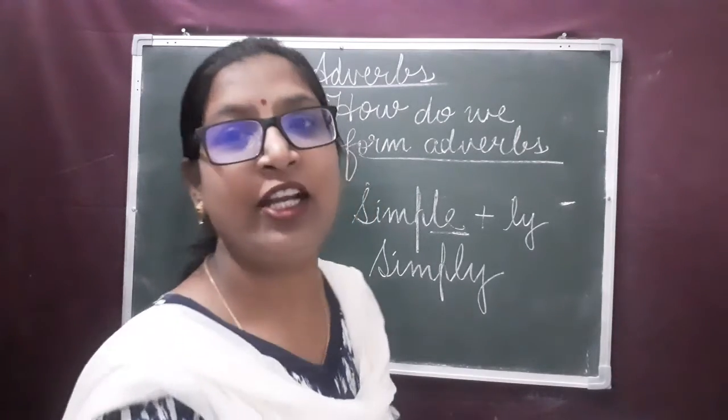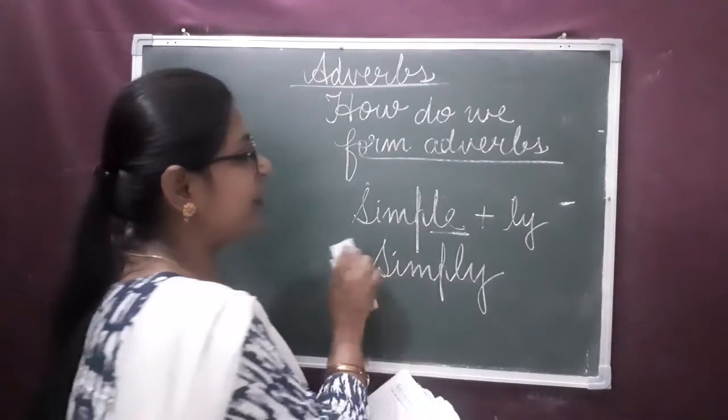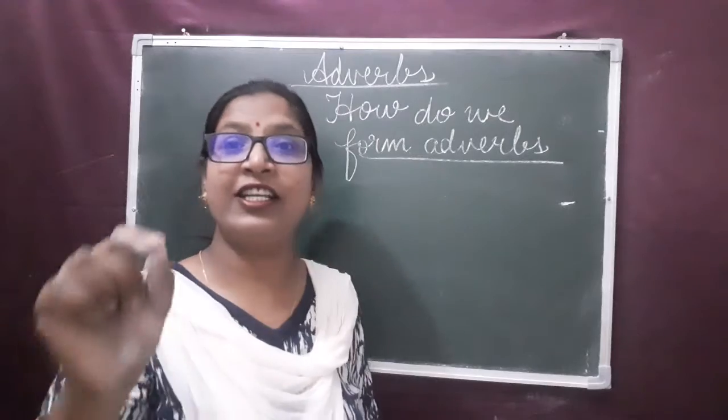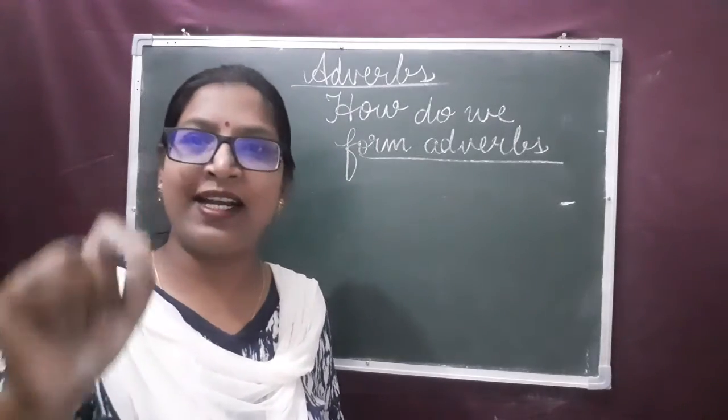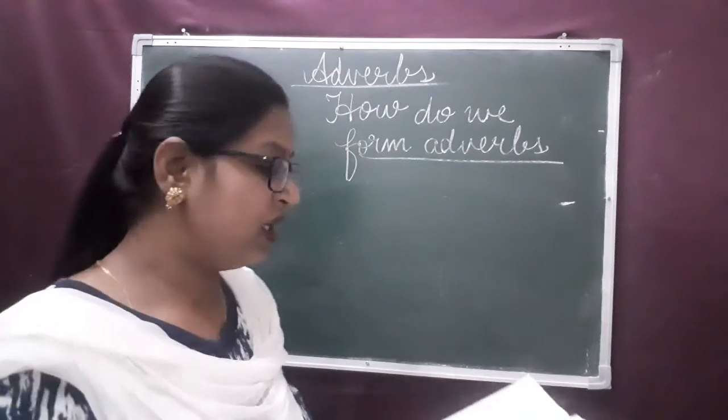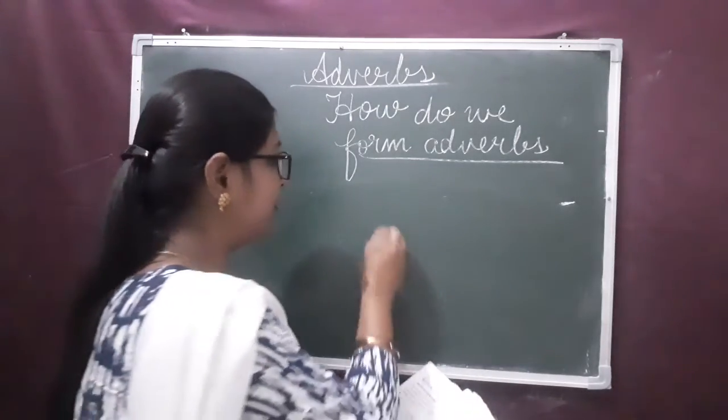Words ending in y change the y into an i when ly is added to them to form an adverb. When the word is ending with y and we have to add ly to make it an adverb, y is changed into i. Let's see the example.